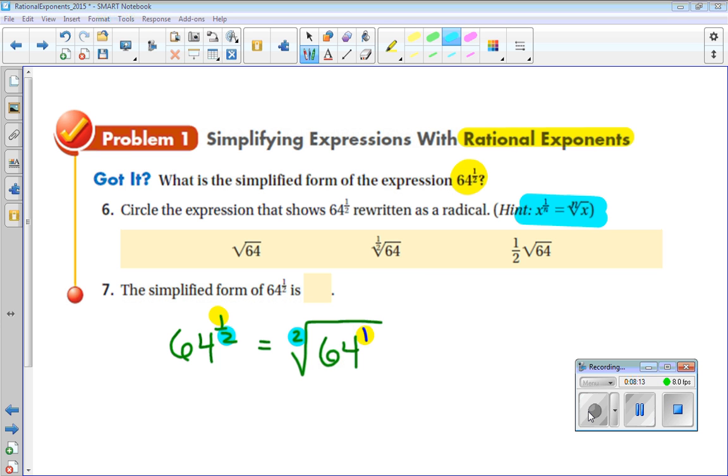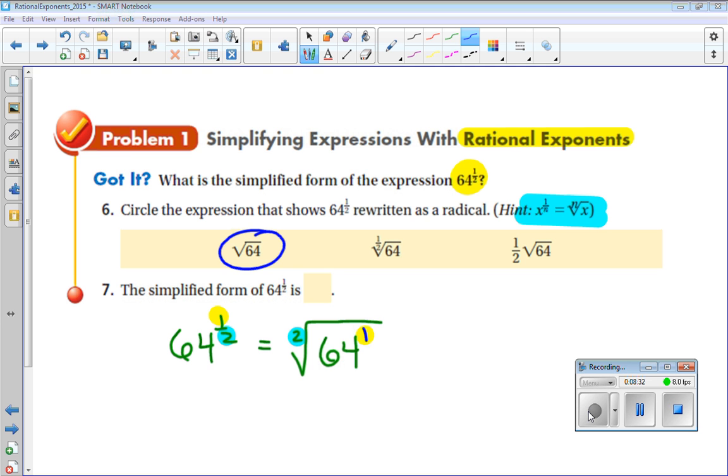So which one of those is that? First, second, or third? It's the first one. Would you agree? That's the same thing as the square root of 64. Good. Which is just what, by the way? 8. So 64 to the 1/2 power is the same thing as the square root of 64.